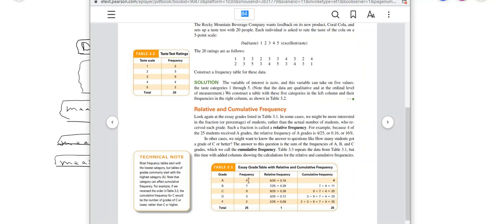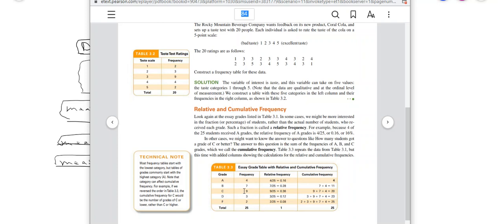Now, if you take 4 divided by 25, you get 16%. And again, these could be rounded, whatever. 7 people got B's. Well, how many is that out of the entire group? Well, that's 7 out of 25, or 28% of the people got B's. So they tell you two different things. A count or frequency tells you how many exactly were in that group. Relative frequency tells you the percent of people or things or elements that were in that group.